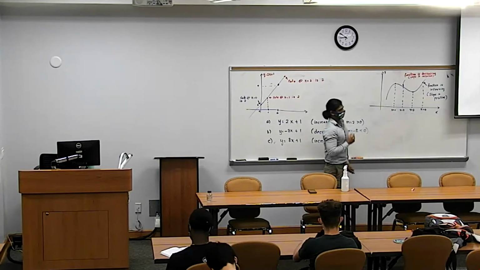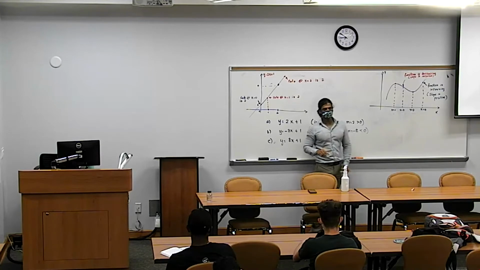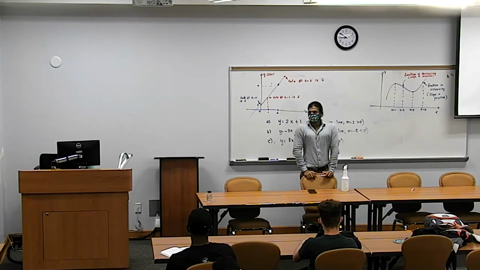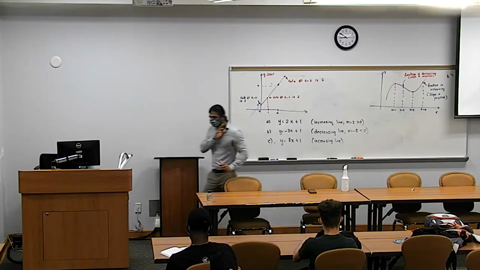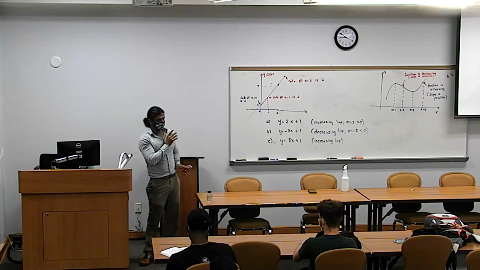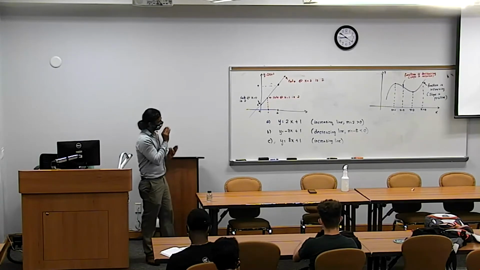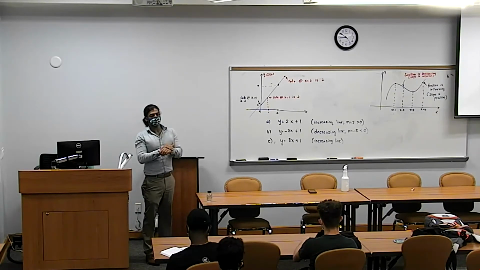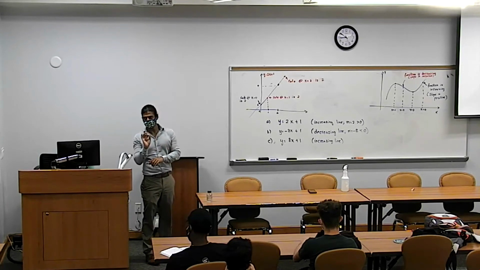Here comes the tricky part. What is happening at x is equal to 1? It's remaining constant at that point, but it's starting to decrease at that point. So if you look exactly at x is equal to 1, it's constant, right?